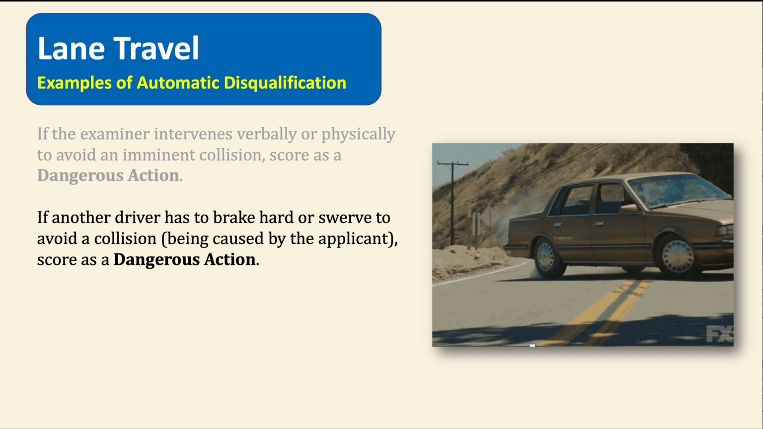If another driver has to brake hard or swerve to avoid a collision, remember, brake hard or swerve to avoid a collision being caused by the applicant, score this as a dangerous action. Remember not to take it out on the applicant if the other driver is just being unnecessarily aggressive.